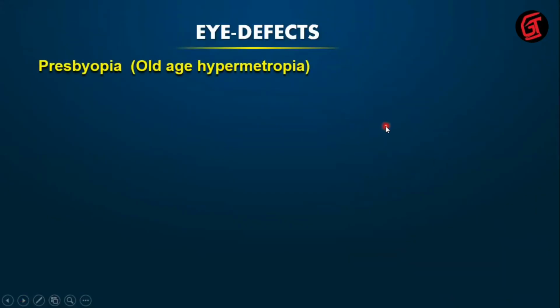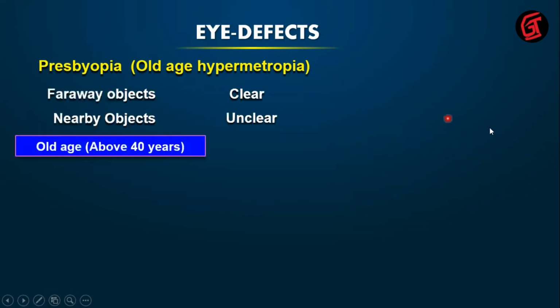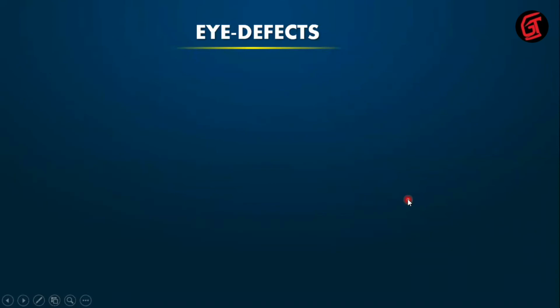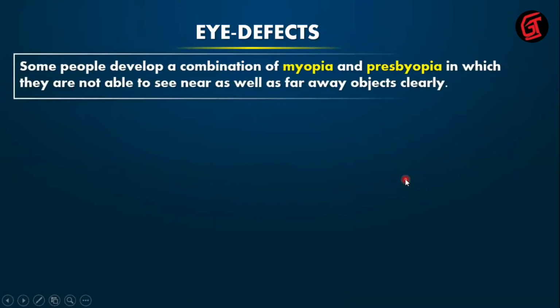Next comes presbyopia, that is old age hypermetropia. Presbyopia means those who are above 40 years of age, the old people. Not that 40 के ऊपर ही सब old है, but after 40 the vision हल्का हल्का starts slightly reducing. So far away objects are clear, but nearby objects are sometimes unclear. So muscles near the lens lose the ability to change the focal length. Lose the ability means because of age. So nearby 25 centimeters shifts further from the eye. So you put a convex lens and this gets solved.